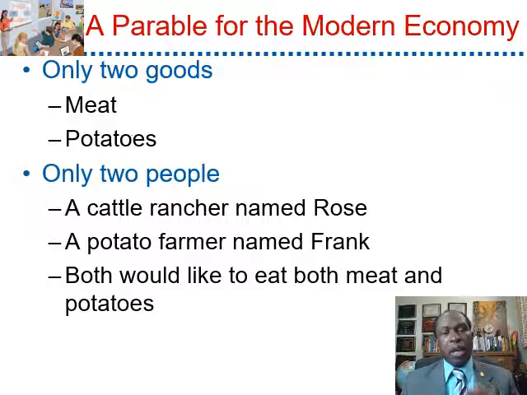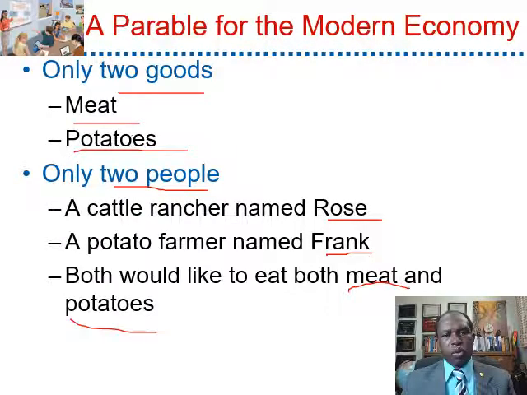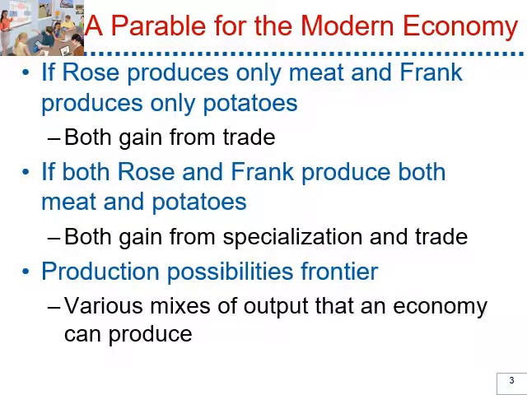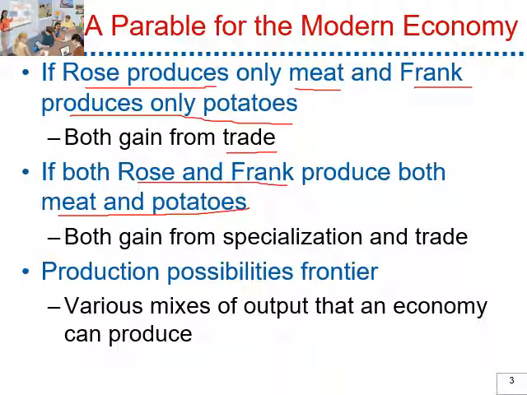Let's begin the modern economy with the assumption that we have only two goods, meat and potatoes, and only two people, a cattle rancher named Rose and a potato farmer named Frank. Both would like to eat both meat and potatoes. If Rose produced only meat and Frank produced only potatoes, both will gain from trade. If both Rose and Frank produced both meat and potatoes, both gain from specialization and trade.